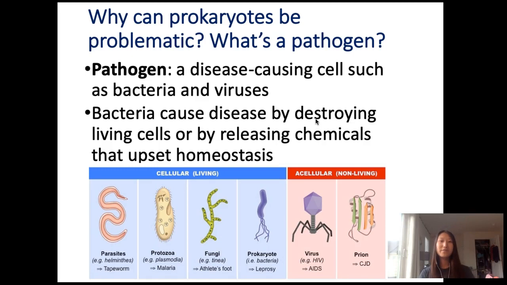A word called pathogen. A pathogen is a disease-causing cell, such as bacteria and virus. So any tiny thing that attacks your body and is bad for you is called a pathogen. So make sure you know that. Bacteria can cause diseases by destroying living cells or by releasing chemicals that upset homeostasis. If you can remember, homeostasis is very important. You want to make sure that, for example, your blood sugar is at a certain level. It can't be too high, it can't be too low. Your blood pressure has to be at a certain level. It can't be too high, it can't be too low. Your body temperature, all of that. Bacteria can ruin everything.